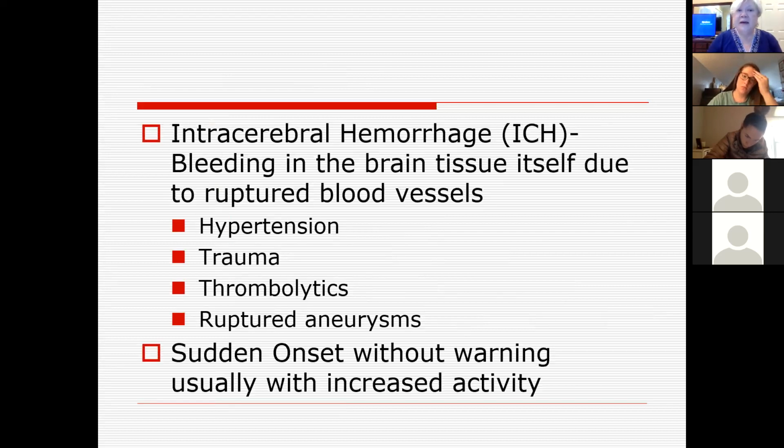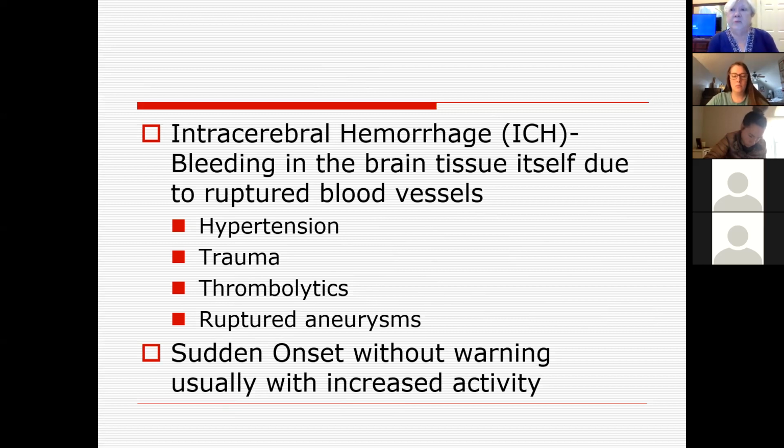Then we have intracerebral hemorrhages. Now, this is a bleed that is within the brain itself. The example of that laceration would be an intracerebral hemorrhage, for example. But there are other kinds than that. It doesn't have to be that. This could be somebody that blows an artery from hypertension. It could be trauma, like a car accident. It could be a gunshot wound to the head or a stab wound to the head.